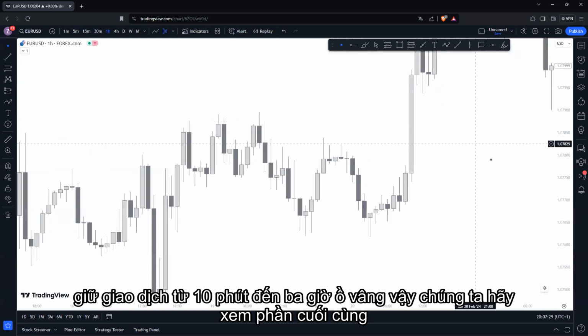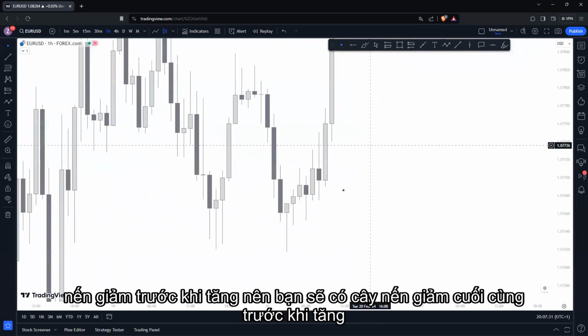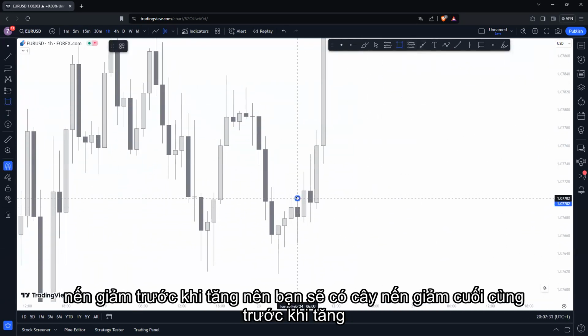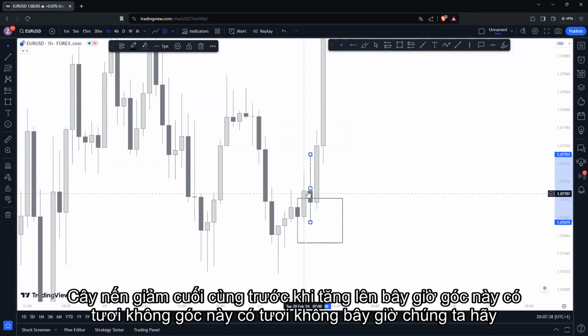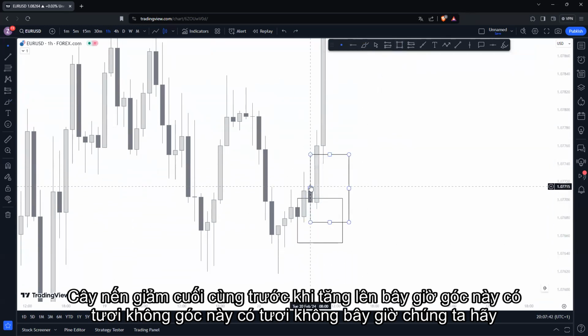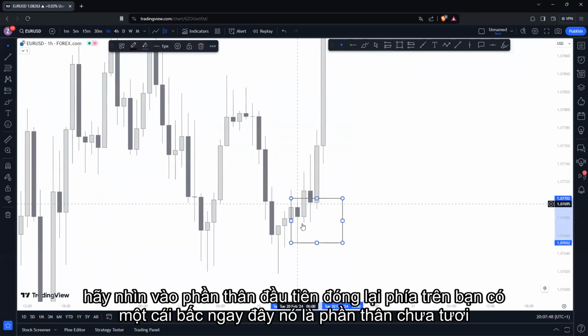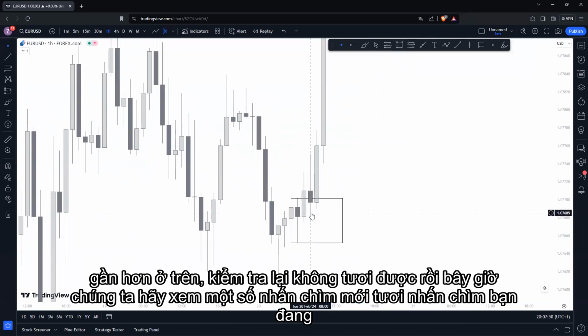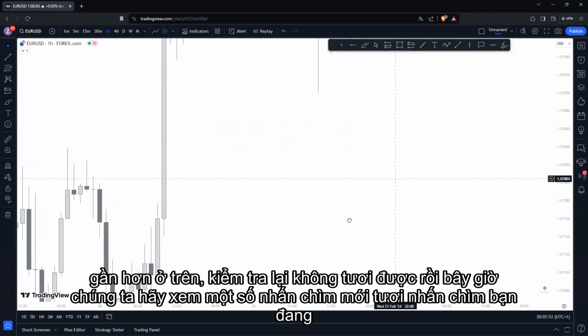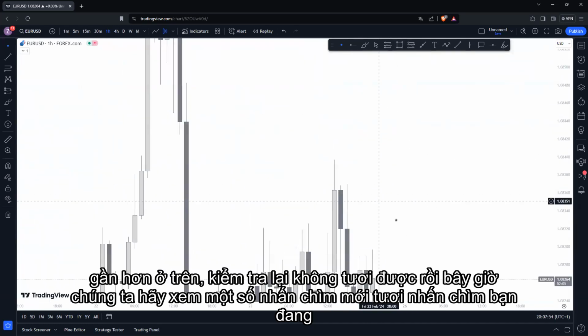Yeah. So let's take a look at the last down candles before the up move. So you're going to have the last down candle before the up move. Now, is this engulf fresh? Now let's take a look at the first one. Body closure above, you have a wick right here. It is unfresh. Body closure above, retest, unfresh. Okay, now let's take a look at some fresh engulfs.